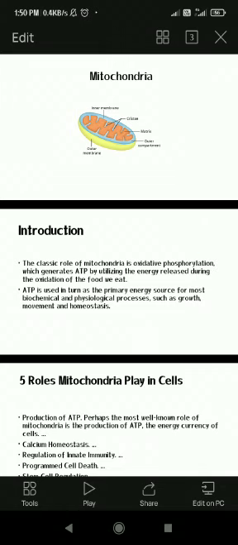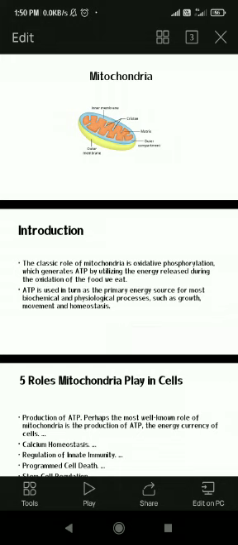So, we have already discussed that mitochondria is the powerhouse of the cell. The classic role of mitochondria is oxidative phosphorylation, which generates ATP by utilizing the energy released during the oxidation of the food we eat. So, whatever we consume will actually change into energy, that is ATP. ATP is used in turn as the primary energy source for most biochemical and physiological processes such as growth, movement and homeostasis. So now, the roles that mitochondria play in the cells.